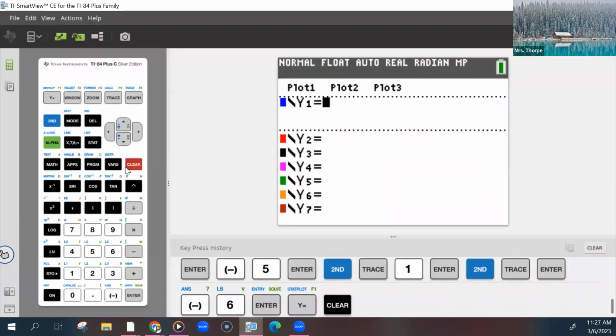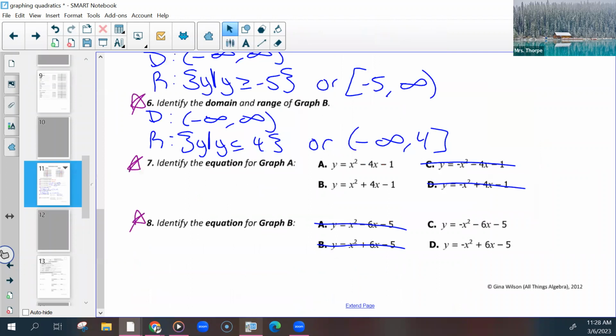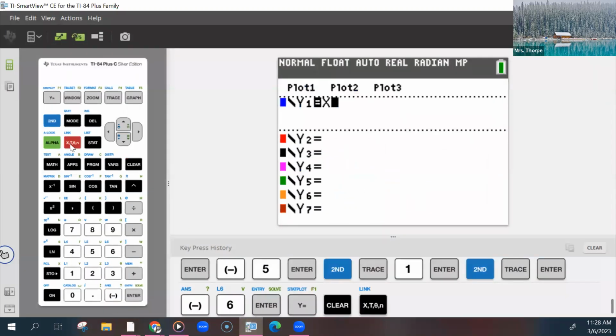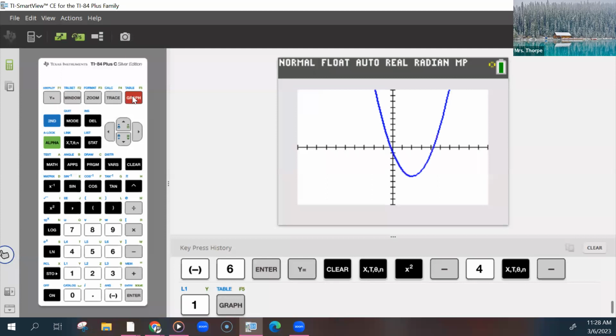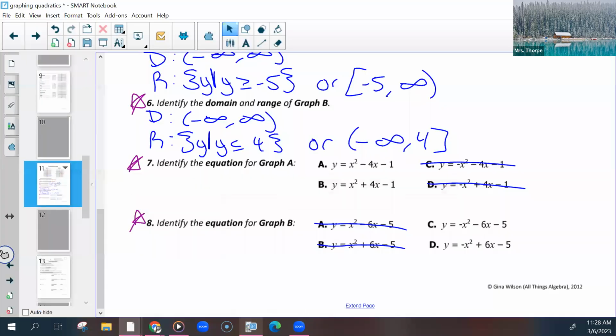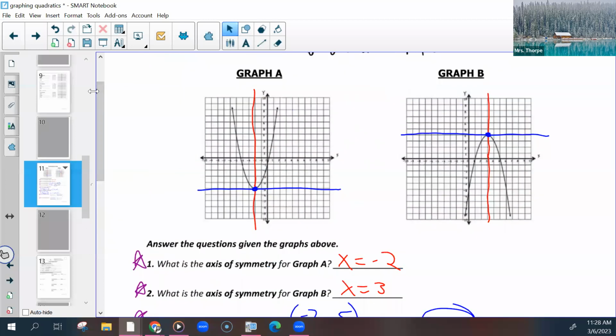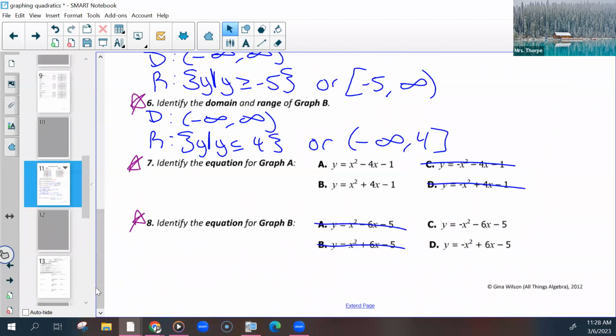I'm gonna type in the first one. x squared minus 4x minus 1. And graph it. And on my calculator, this is going to the right. But on the graph, it's to the left. So it's not the one I chose, it's the one after that.